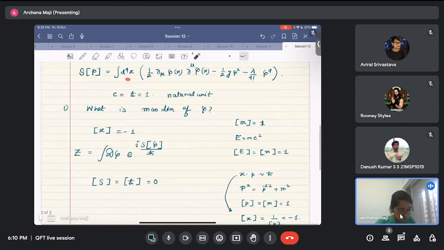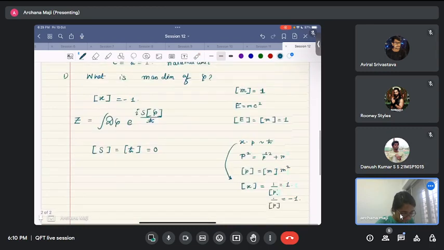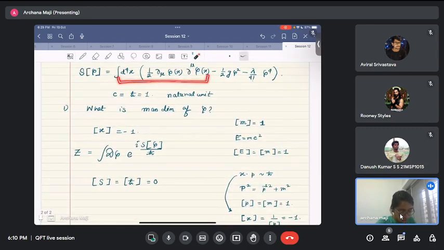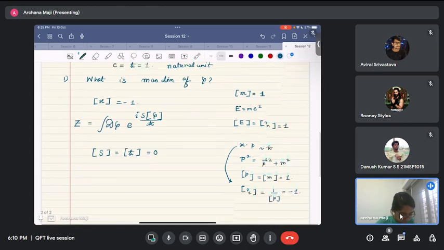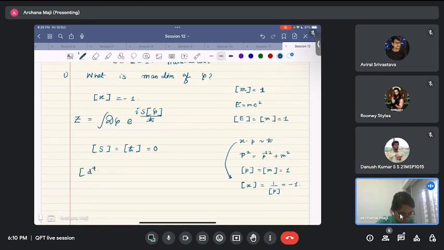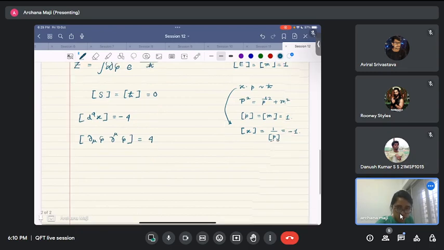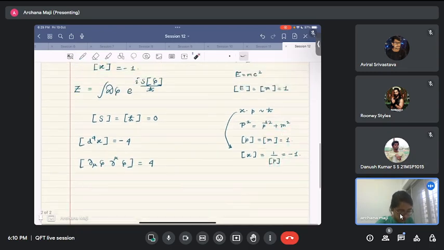So now look at this particular term. This entire term should have mass dimension 0. What is the mass dimension of this volume factor d⁴x? The mass dimension of x is −1, then d⁴x will be −4. That means the term in the Lagrangian density should be of mass dimension 4 in order to have the mass dimension of the action to be 0.